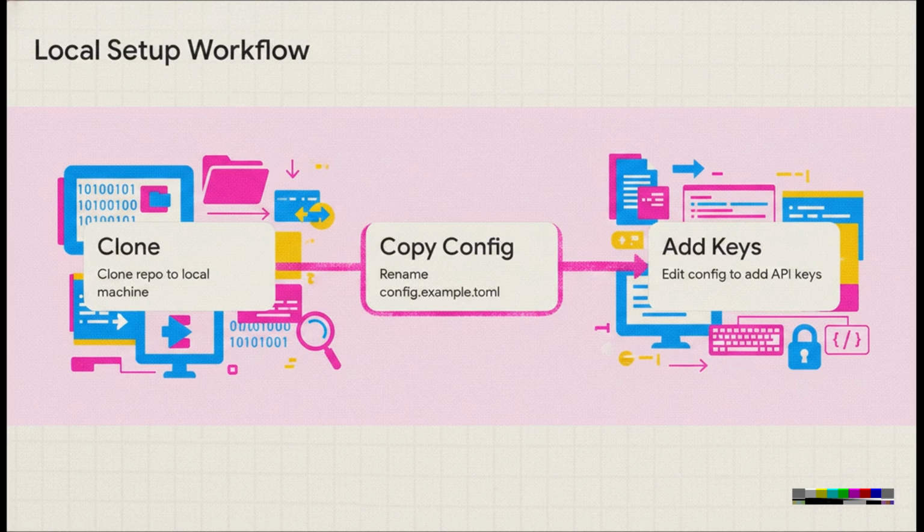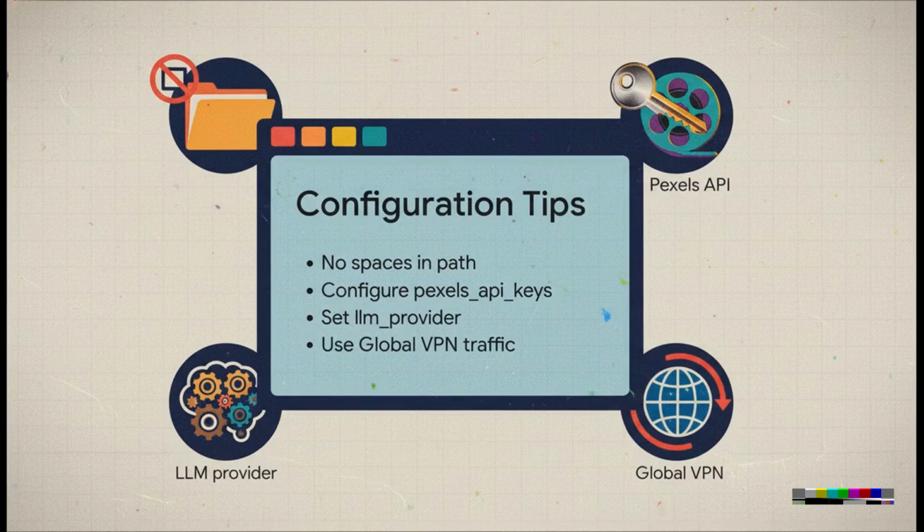You can think of this configuration file as the brain of your operation. It tells the software exactly which services it's actually allowed to talk to. Now listen up, because there are a few absolutely crucial configuration tips that are going to save you hours of troubleshooting. First off, avoid using any Chinese characters, special characters, or spaces in your installation path. Just keep the folder path simple to prevent unpredictable errors when the program tries to save your video files.